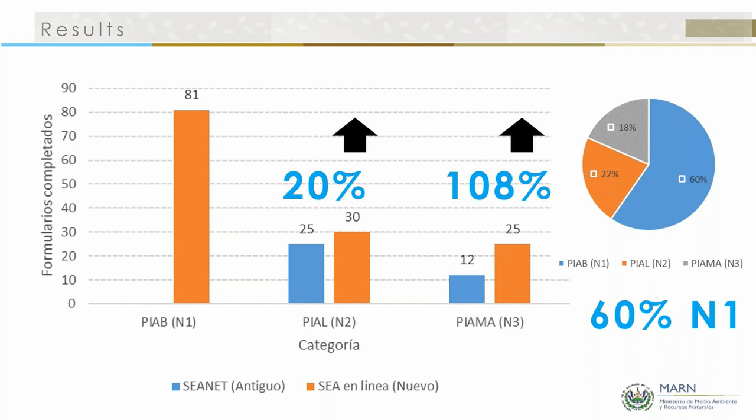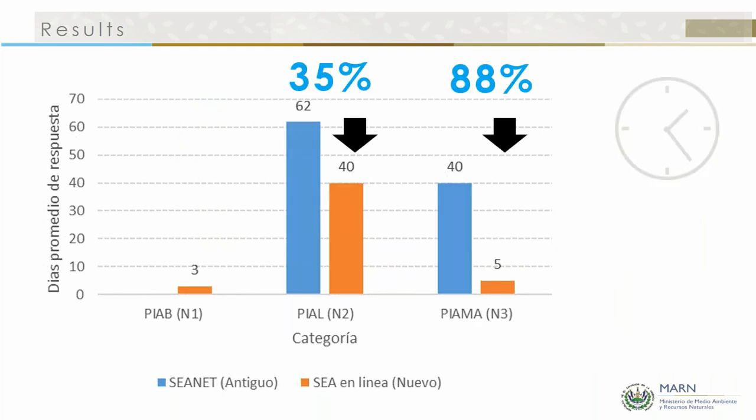But the most important thing here is that in terms of the terms of reference for environmental study, we now have an increase of around 108%. And in terms of the time for response, we had a decrease in one of the categories, which is N2 for low impact, a reduction in timing of 35%. But the most significant was in issuing the terms of reference, where we got more than 80% reduction of the time.